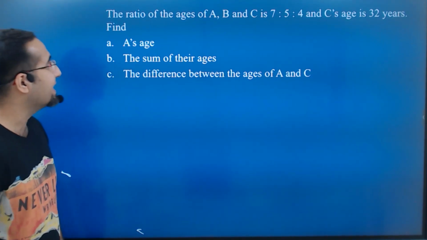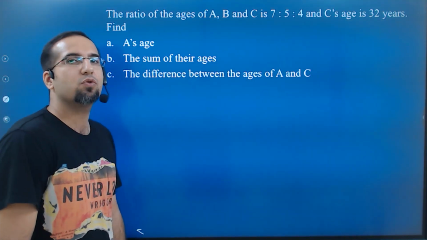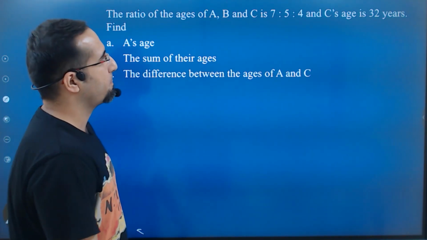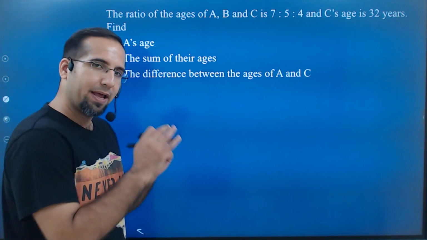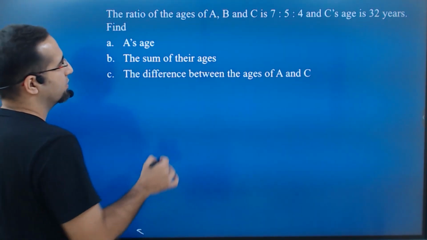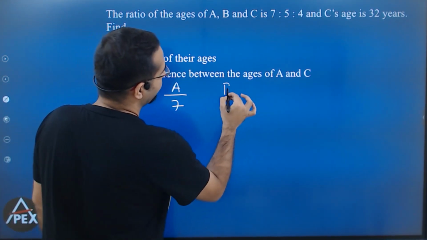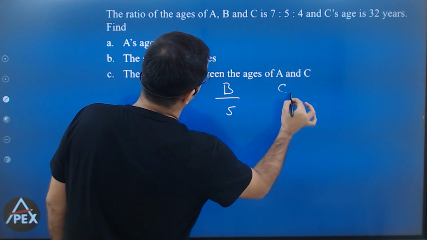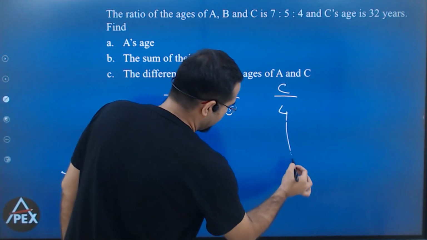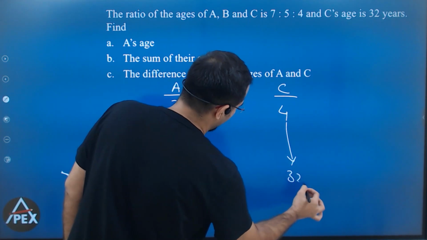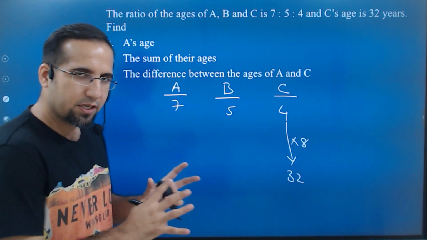Now this question says that the ratio of ages of A, B and C is 7:5:4. And C's age is 32 years. Let's apply the previous question's method. So A given to me is 7 parts, B given to me is 5 parts, and C given to me is 4 parts. As per the question, this is equal to 32. So what is the multiplying factor? The multiplying factor is 8.